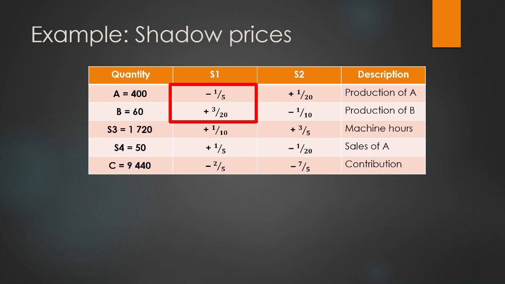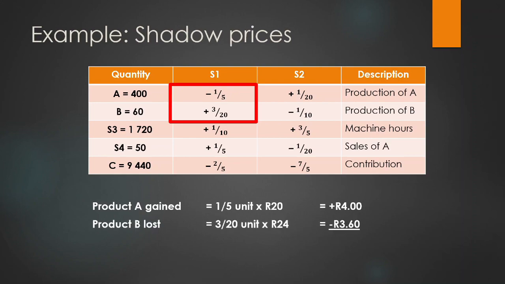Let us assume that we will gain a unit of materials. We will increase production of product A by 1/5 of a unit at a contribution of 20 Rand per unit. However, we will need to decrease production of product B by 3/20ths of a unit at a contribution of 24 Rand per unit. This will give us a shadow price of 40 cents per unit of material. Therefore, the company will be willing to pay up to 40 cents more than the current purchase price per additional unit of materials. The same logic can then be applied to calculate the shadow price of labor.